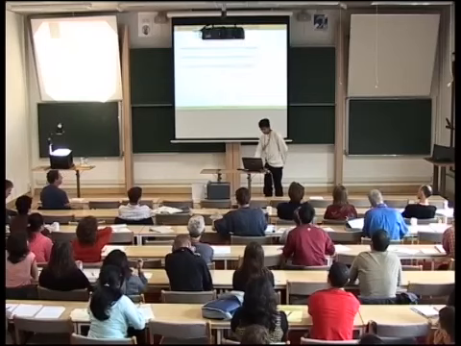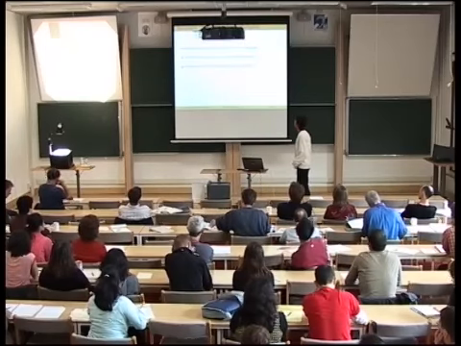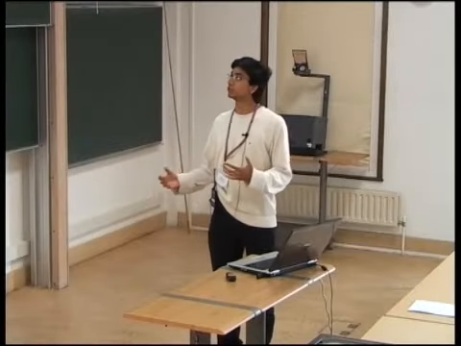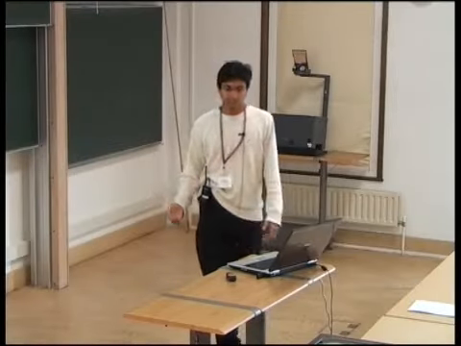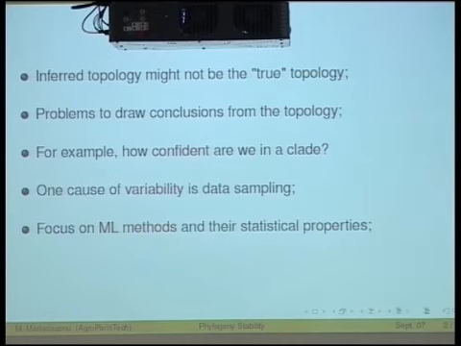So first, what's the stability issue in phylogeny? You might be more knowledgeable than me in this, but when you infer a topology, the inferred topology might not be the true topology. And this causes problems when you want to draw conclusions from the topology. One of the most basic questions is how confident are you in the clade? And one of the causes of variability in the inferred topology is data sampling. That is, you only have a finite number of sites, and so you are not able to infer the correct topology. And in my talk, I'm going to focus on maximum likelihood methods and their statistical properties.